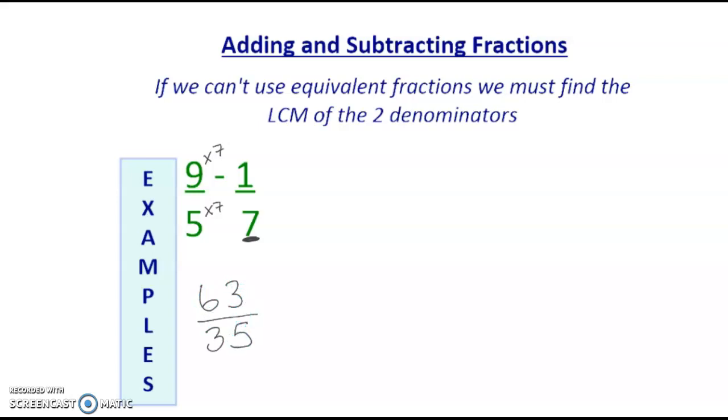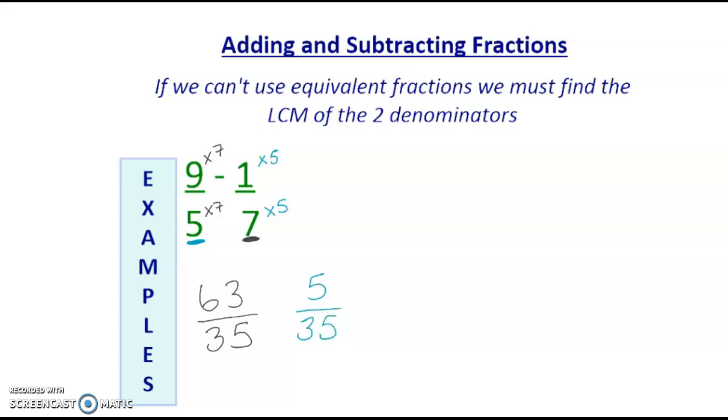Then I'm going to look at my second fraction and I'm going to multiply the top and the bottom by the first denominator, which is 5. So I'm going to do 7 times 5, and then whatever I do to the bottom, I also do to the top. So 1 times 5. 1 times 5 is 5, and 7 times 5 is 35.